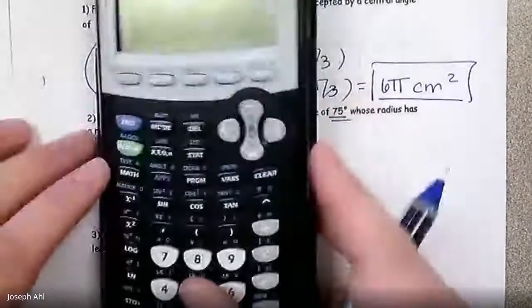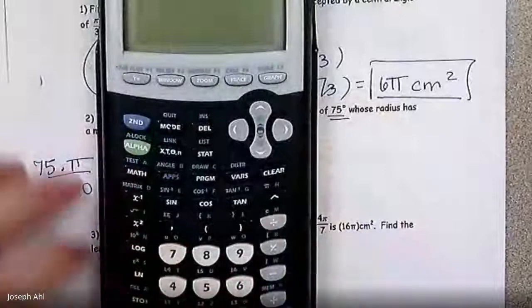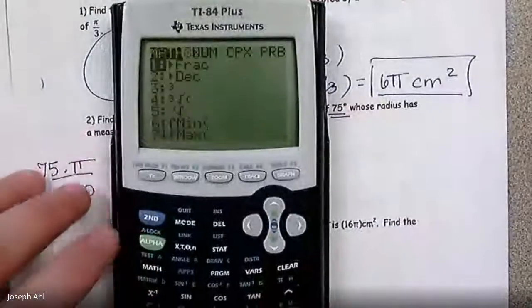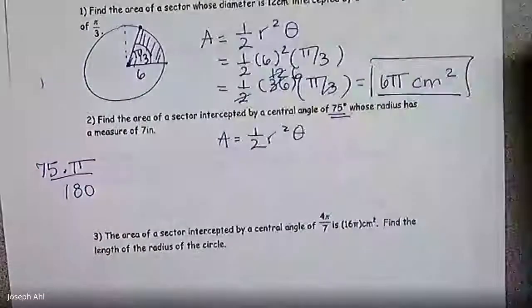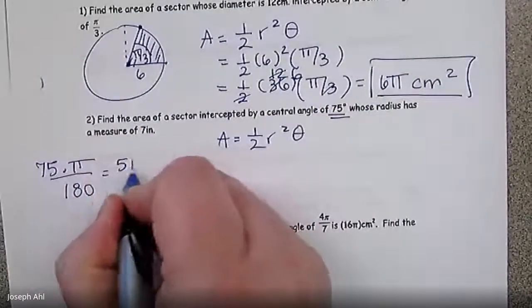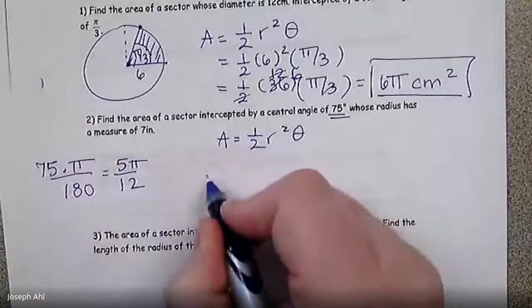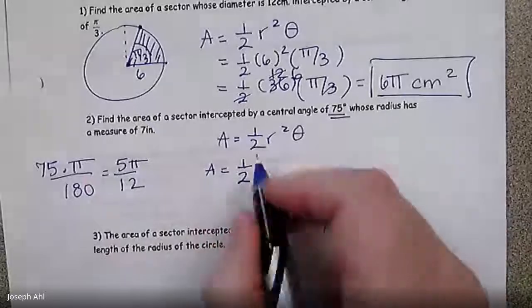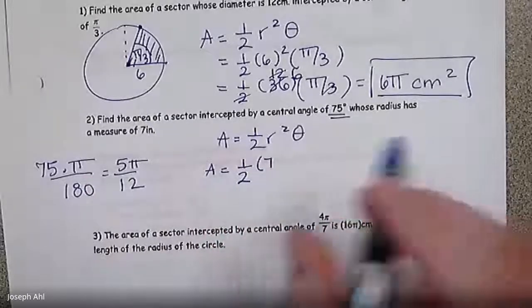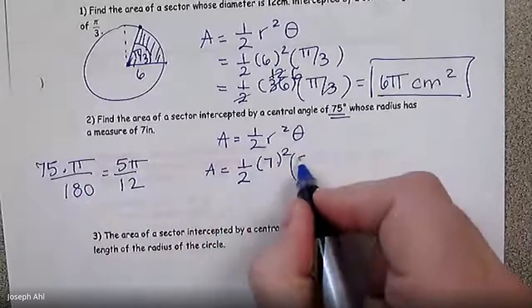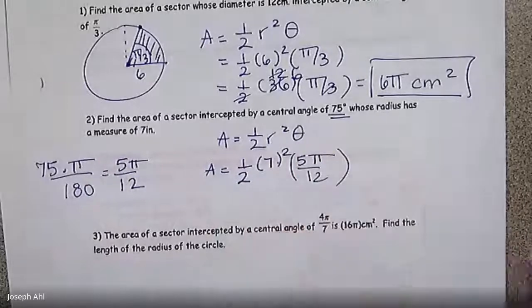Certainly you can type that into the calculator, 75 divided by 180, and hit math frac. So that would reduce to 5 pi over 12. All right, so then if I go from here and say the area is 1/2 of r squared, so that's 7 squared, and then times 5 pi over 12.